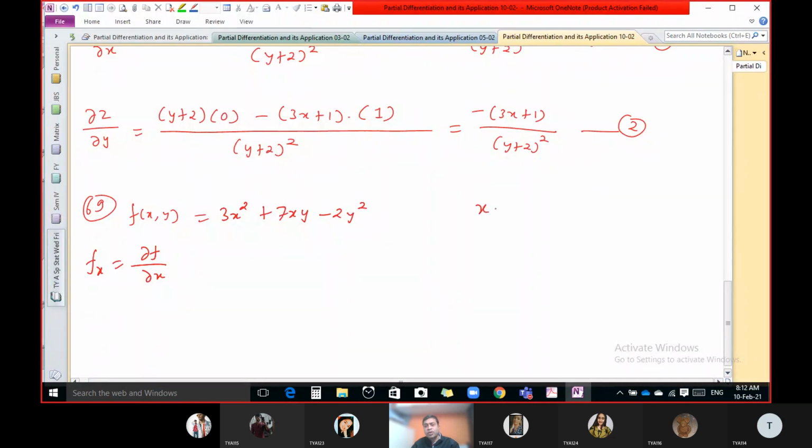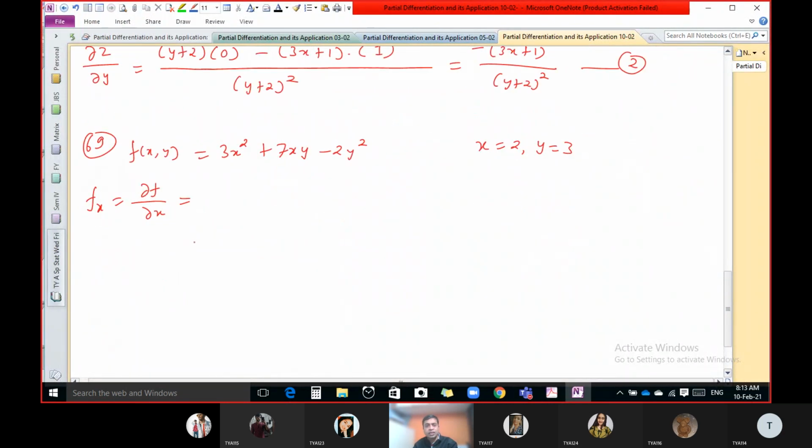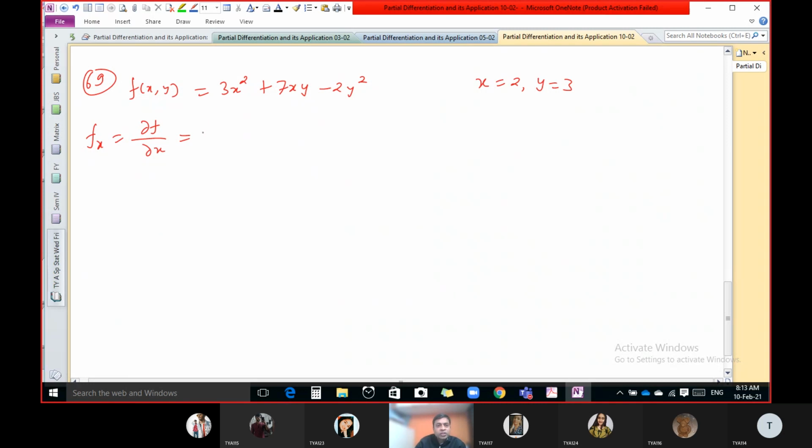Okay, so here after the derivative we have to put x equal to 2 and y equal to 3. So first of all let us find the derivative. Tell me the answer. What is the derivative with respect to x? 6x plus 7y plus 0. Correct. Now put x equal to 2 and y equal to 3. So we get 12 plus 21, 33 is the answer.